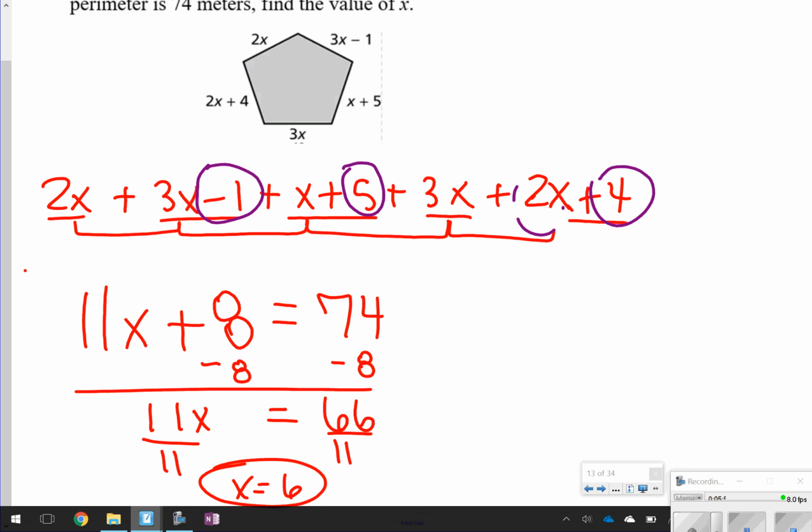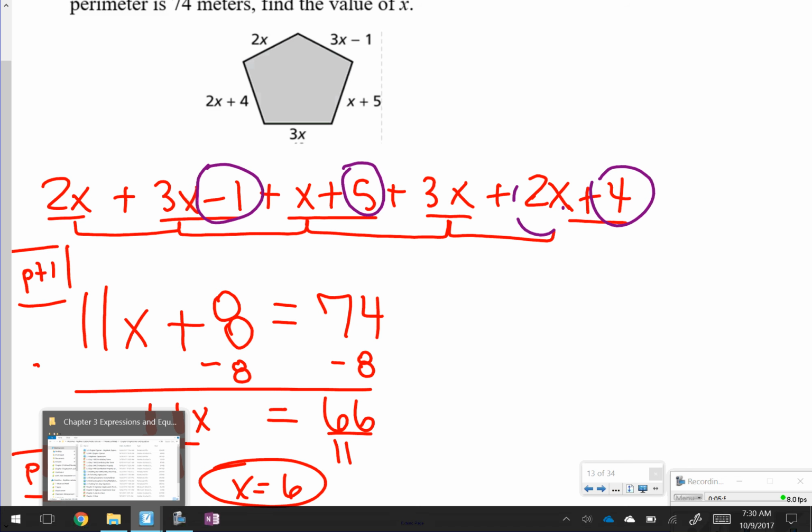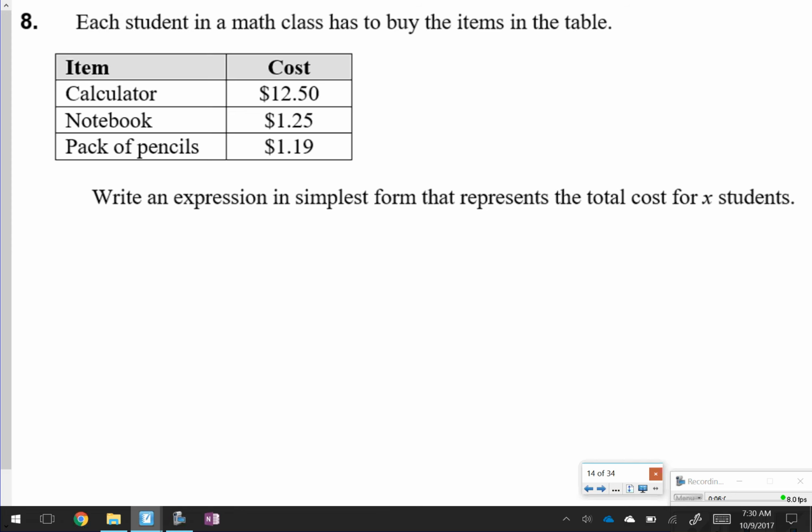So here was part 1, and this was part 2 of your question. 11x plus 8 is part 1. X is equal to 6 is part 2. Number 8, each student in math class has to buy the items on the table. Write an expression in simplest form that represents the total cost for x students. So each student has to buy a $12.50 calculator, a $120.25 notebook, and a pack of pencils for $119.